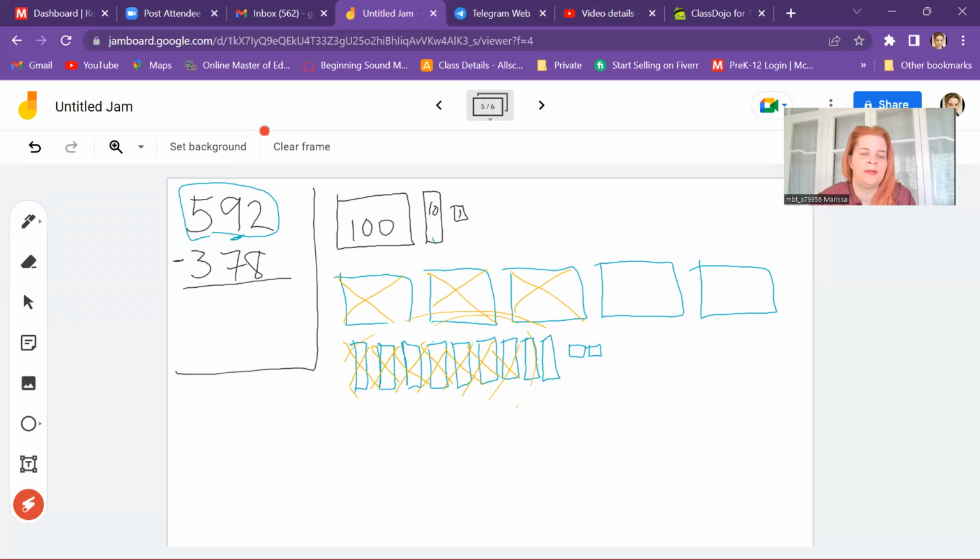Now it says we have to take 8 ones from 2. Can we take 8 from this 2? Is it possible? No? What can we do? What can we do if now we have to take 8 ones from 2? What do you think we can borrow from? Are we going to take from 100 or are we going to take from a 10?